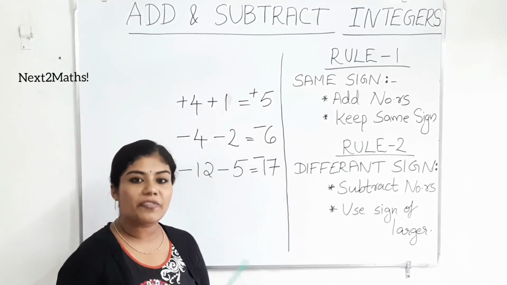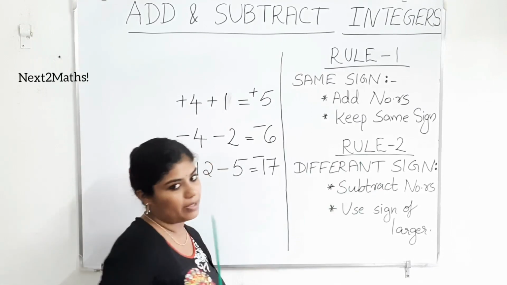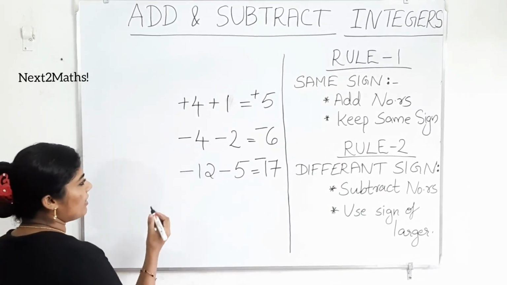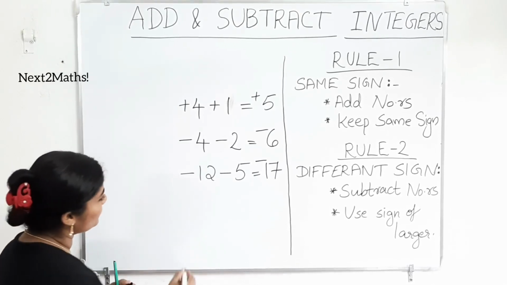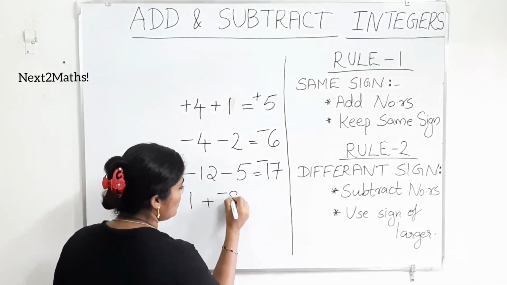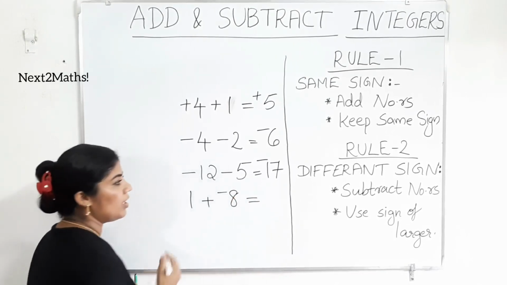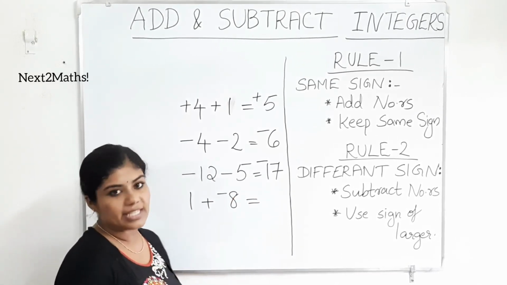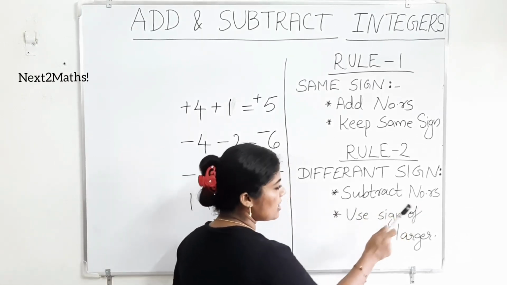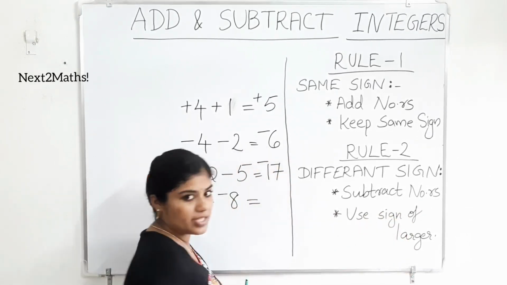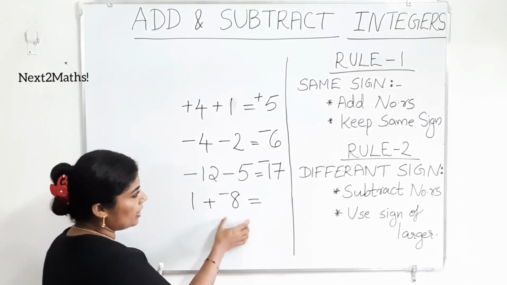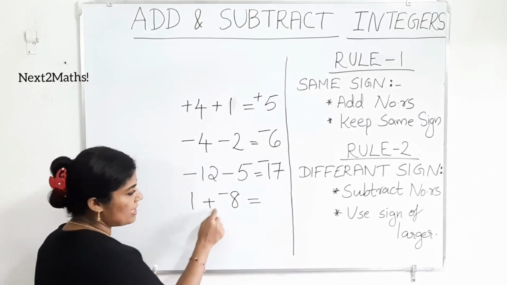In rule 2 we are facing numbers with different signs. Let's check one example: 1 plus minus 8. Numbers with a different sign. Then what to do? Subtract the numbers and use the sign of the larger. Subtract the numbers first. Here you are doing addition, 1 plus minus 8.